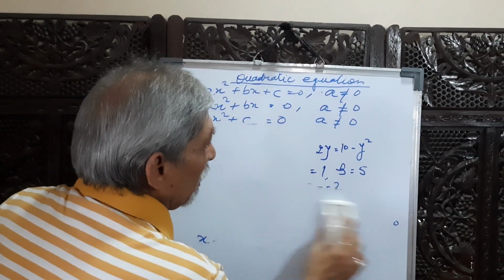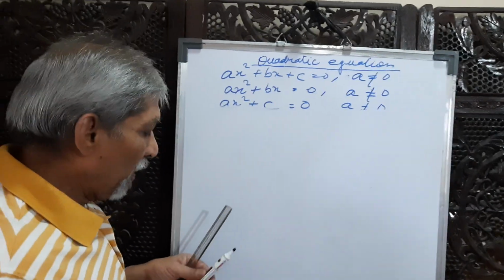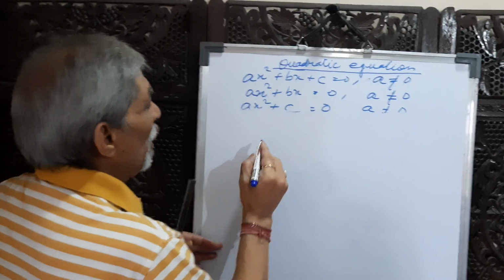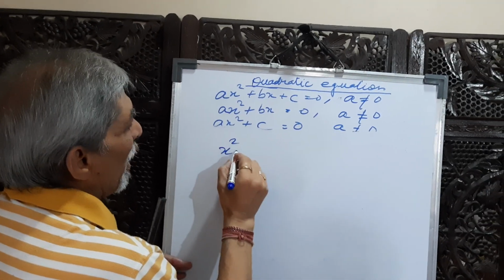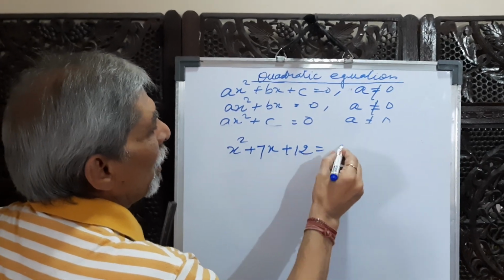Suppose I take a very simple equation, x squared plus 7x plus 12 is equal to 0.